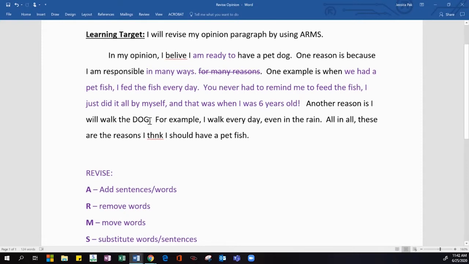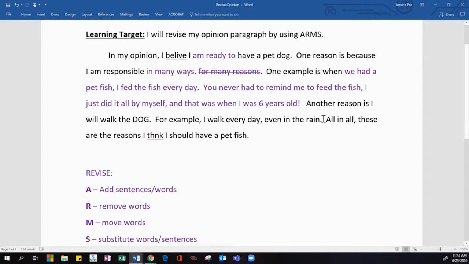So then going to another reason is I will walk the dog. Again, I'm going to ignore my mistakes of the spelling and everything or the capitalizations, but I want to, again, revise this and add some more or remove. Is I will walk the dog. I actually think that's okay, but again, I want to sell myself and show that I'm super responsible. So I want to really add to this next one.